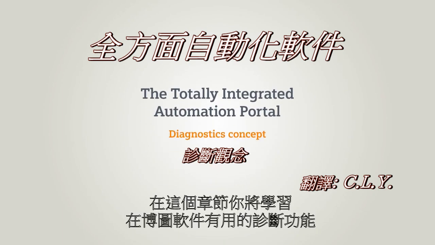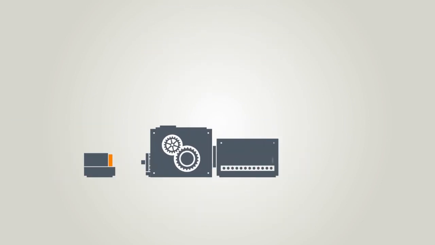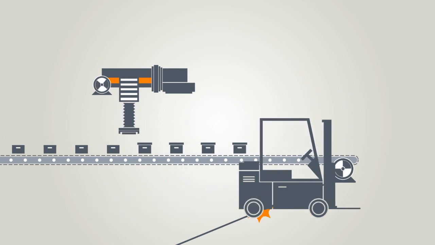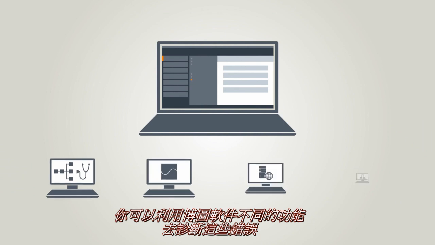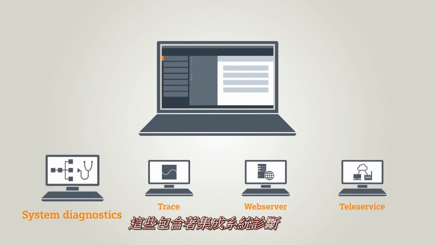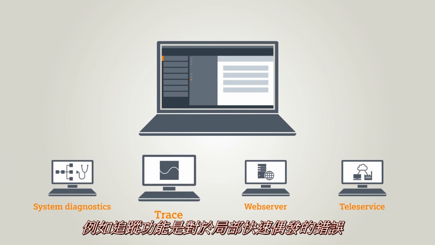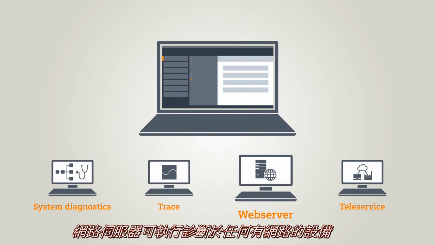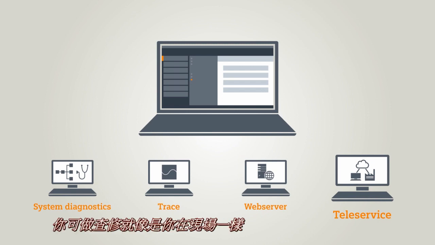In this chapter you will learn which diagnostics functions are available in the TIA portal. One thing is certain, a whole range of very different faults can occur in a plant. The TIA portal offers you various ways of diagnosing these faults. These include the integrated system diagnostics, for example, or the trace function for rapid localization of sporadic faults, the web server for performing diagnostics from any web-enabled device, or the teleservice for troubleshooting wherever you are as though you were on site.